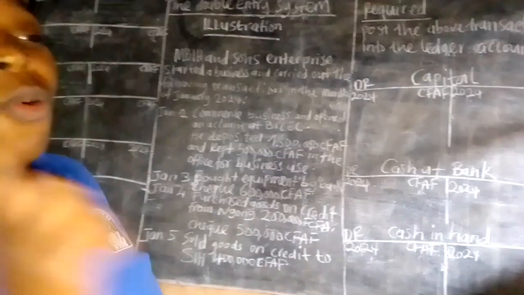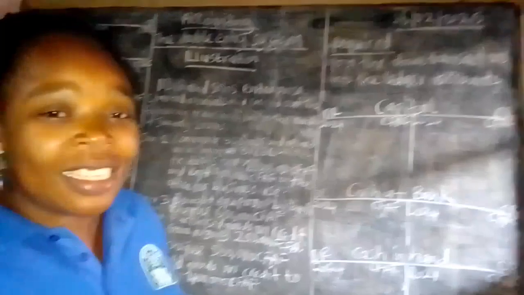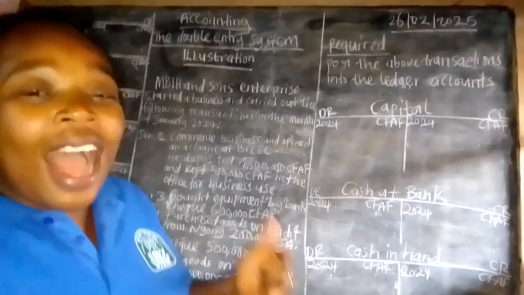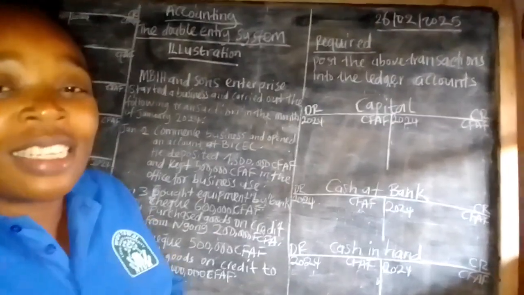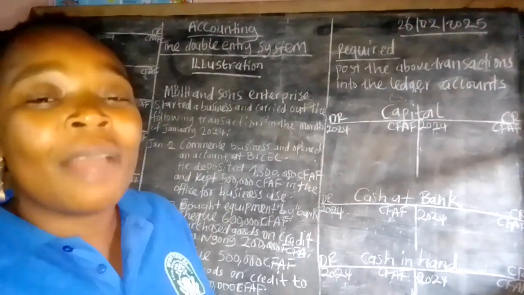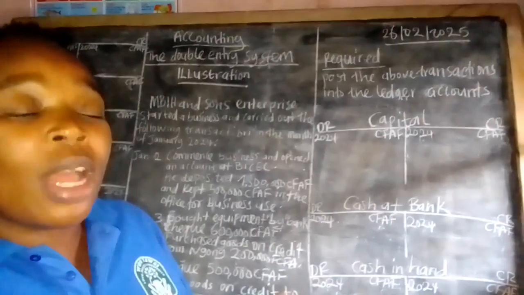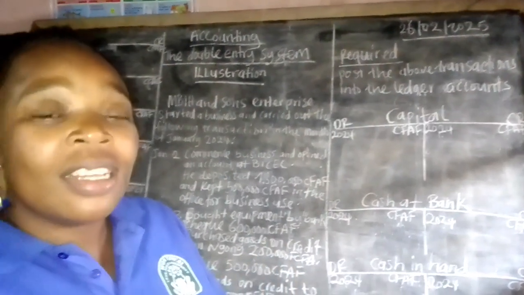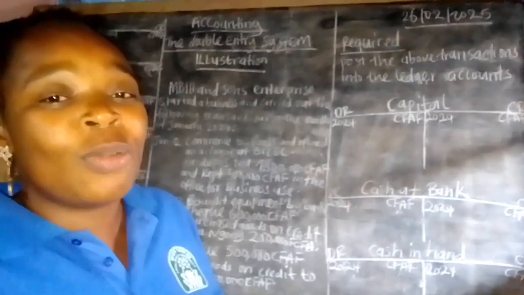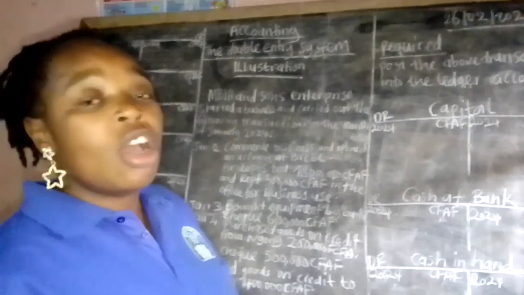Doing that, we need to follow the double entry system. We have to debit assets when they are increasing and credit assets when they are decreasing. Debit liabilities when they are decreasing and credit liability when they are increasing. The same goes to capital. We are supposed to debit capital when it's decreasing and credit when it's increasing. So here we have to first of all identify the accounts concerned.